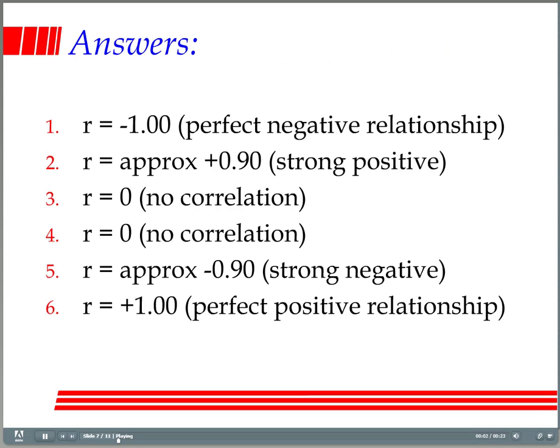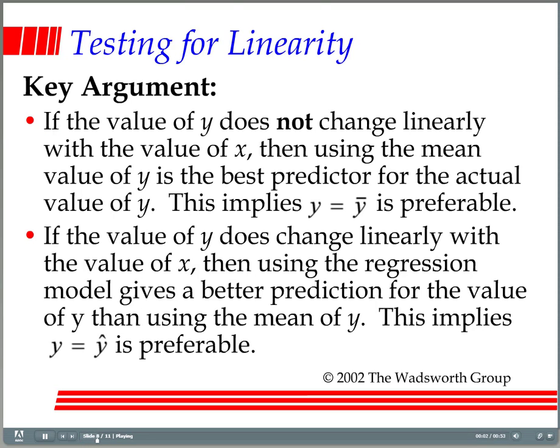So to wrap up the previous slide, we see what the R values are, and some of them were already mentioned, but you'll notice that situation 2 and situation 5 represented strong relationships, one being around a plus 0.9 and the other being around a minus 0.9. Now we're going to talk for a minute about hypothesis tests to test for linearity, to see if there is a significant relationship between x and y.